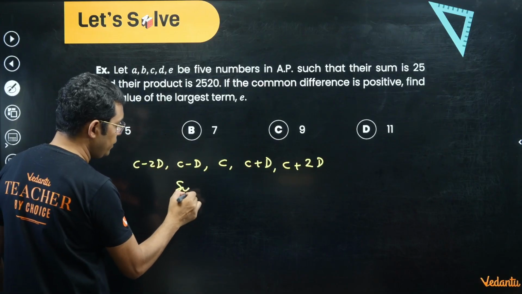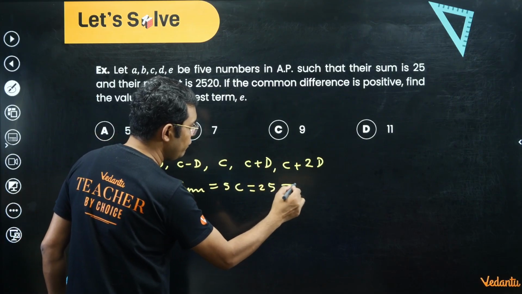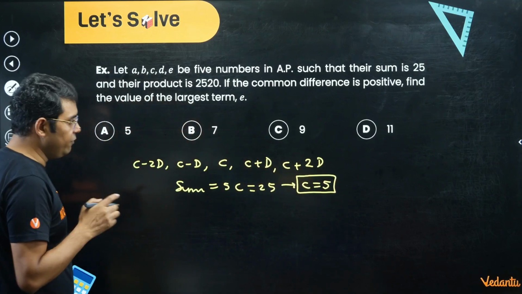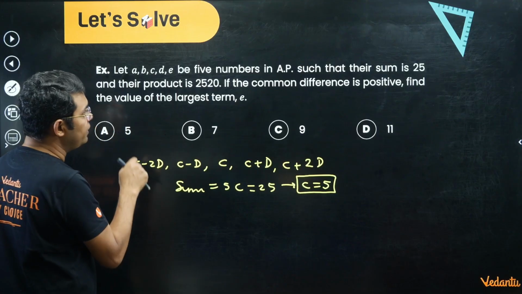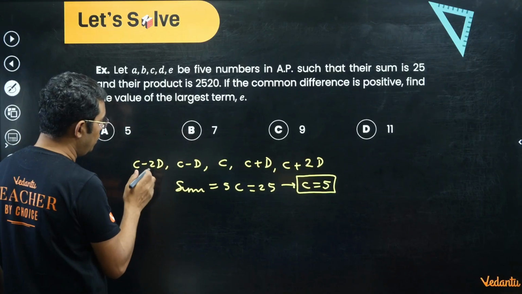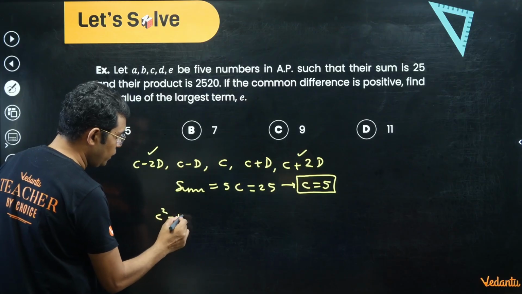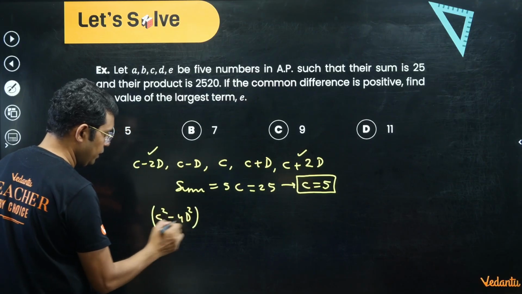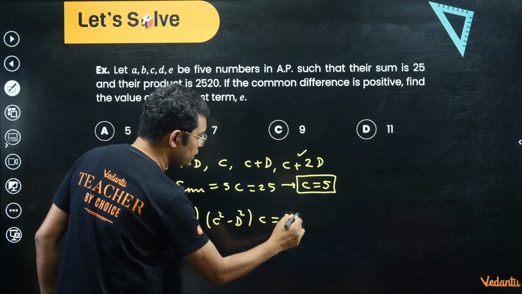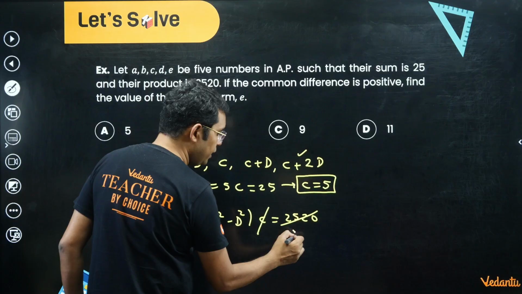Now you can see sum here will be 5C, and that is equal to 25. So we will be getting C as 5. That is one thing that we have found. Only unknown thing now is capital D, and to find that they have given the product of these terms is 2520. If you start multiplying these terms like first with last, so C square minus 4D square and C square minus D square into C, and that is equal to 2520. So C is 5, if you cancel it here, you get 504 here.